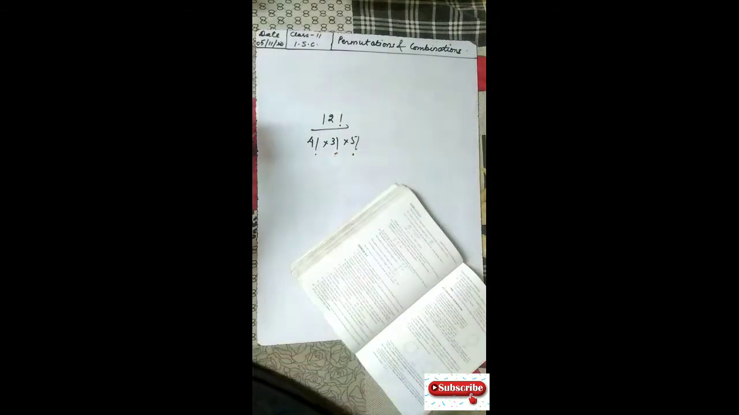How can you arrange if the colors are indistinguishable? Same colors are indistinguishable. So there are a total of 12, so 12 factorial upon 4 are alike, 3 are alike and 5 are alike. By this we have to do.